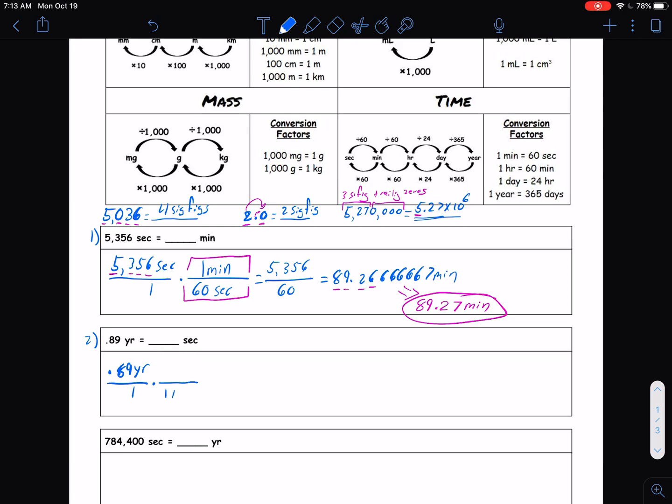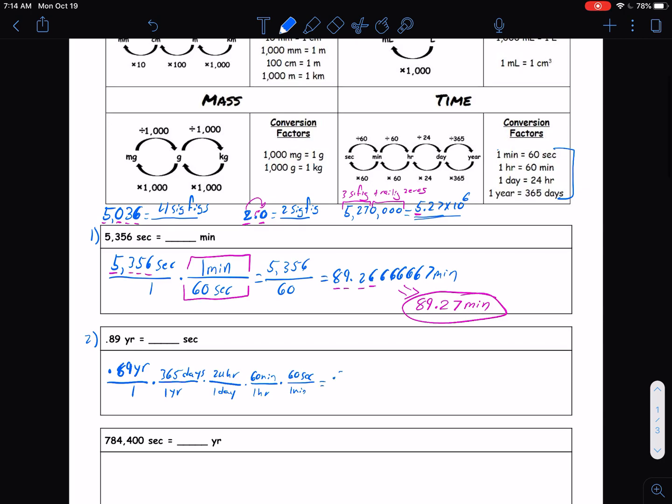So we have 1 year equals 365 days. 1 day equals 24 hours. 1 hour equals 60 minutes. And then 1 minute equals 60 seconds. And these are all out of the conversion factors up here for time.